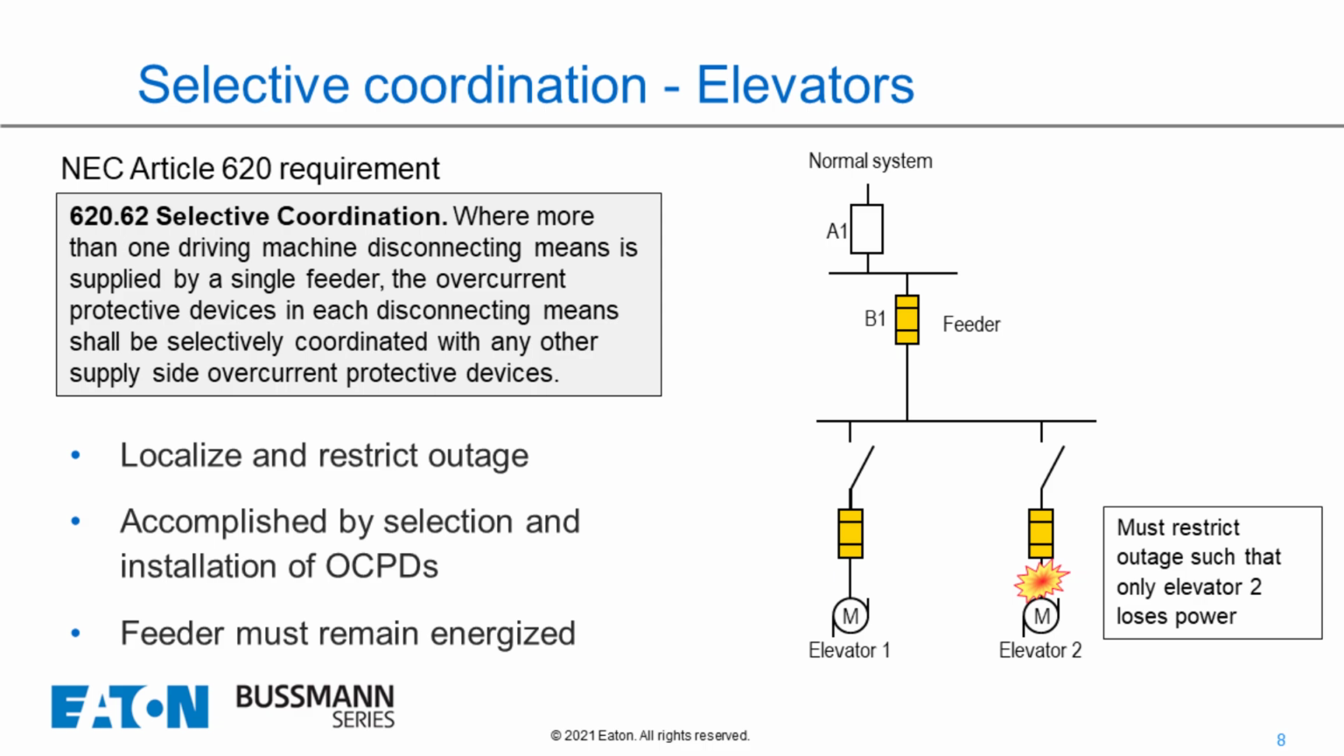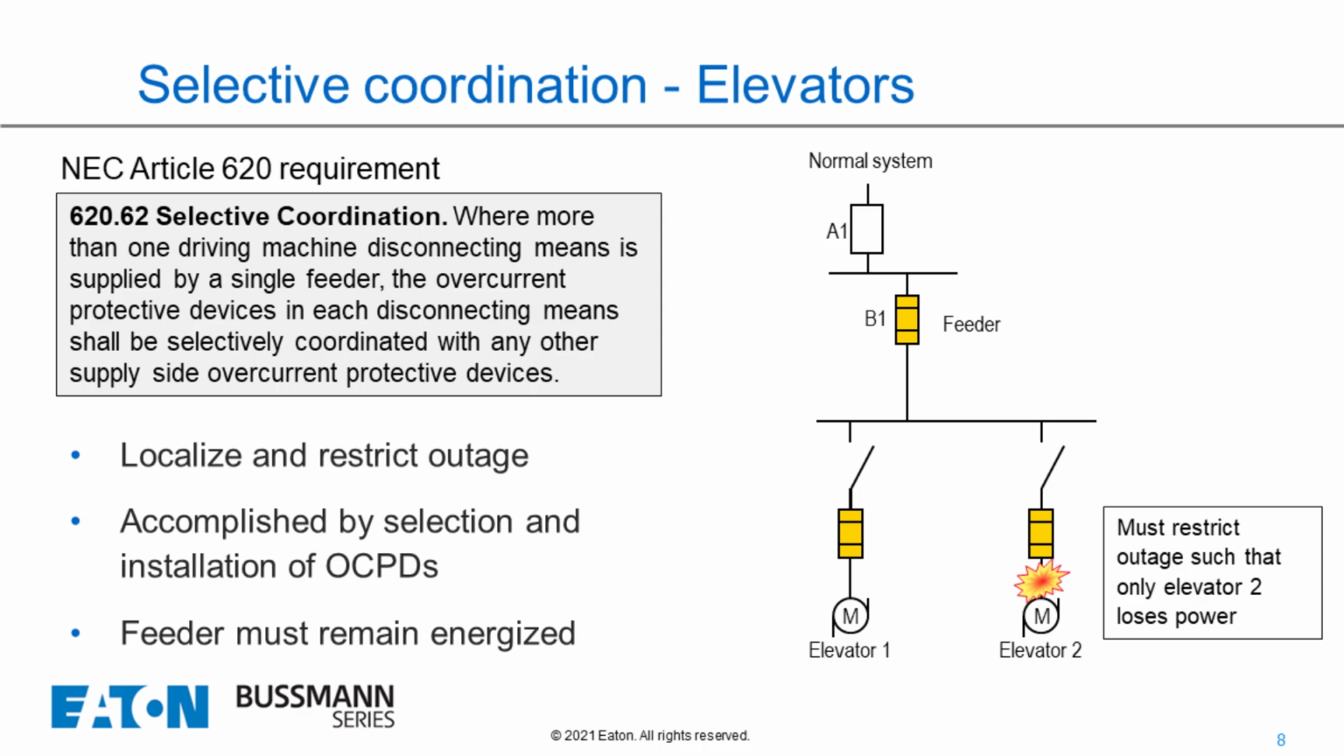And those two elevators, wherever that one feed is, so in this case here, elevator 1 and elevator 2 are fed from the B1 feeder. All right, and in this case here, both of the elevators need to be selectively coordinated with B1. Now, does B1 need to be selectively coordinated with A1? And the answer is no, because the elevators themselves are fed from that one feeder.